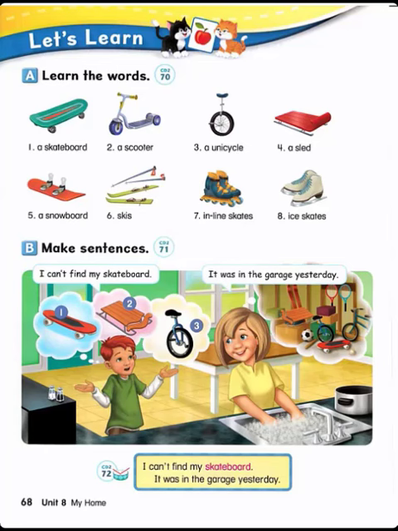Page 68. Drum track. I can't find my skateboard. It was in the garage yesterday. I can't find my sled. It was in the garage yesterday. I can't find my unicycle. It was in the garage yesterday.